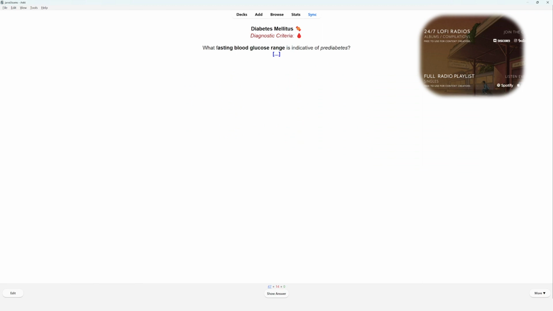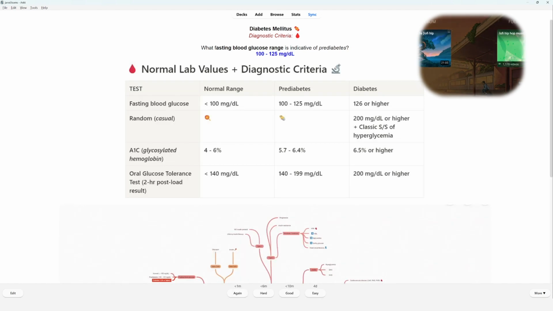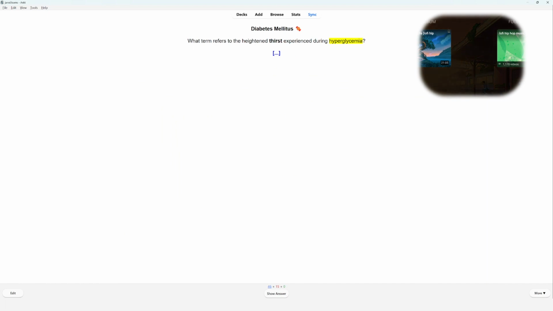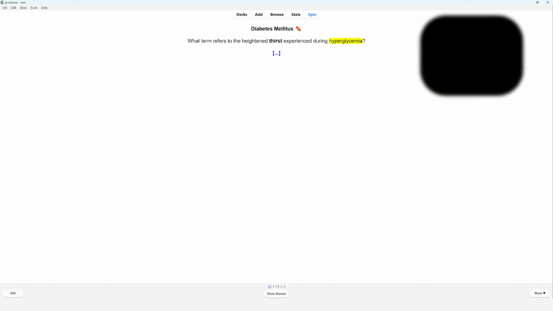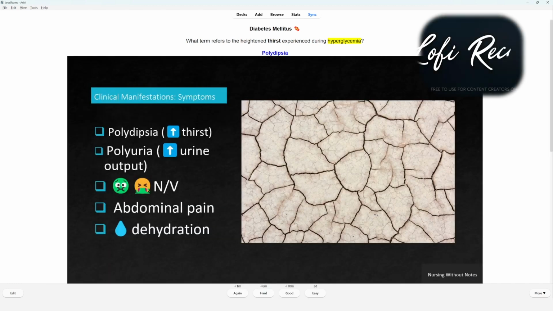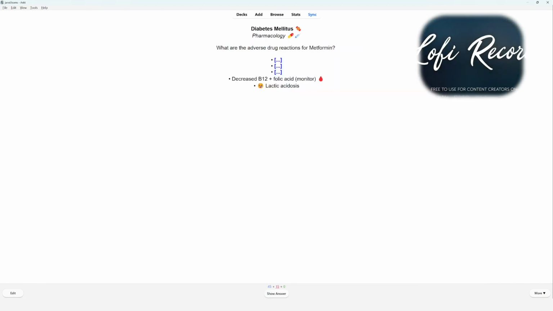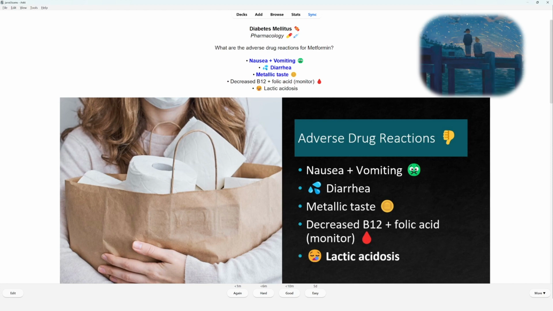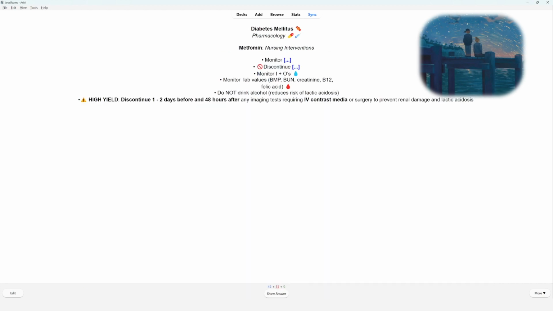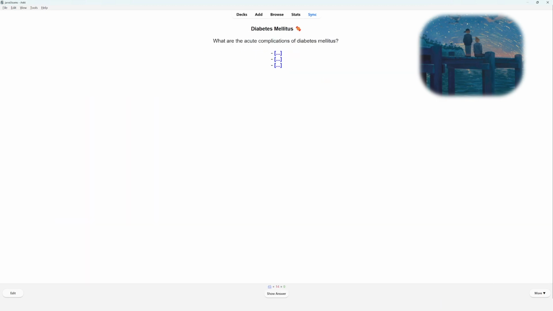Fasting blood glucose is indicative of pre-diabetes: 100 to 125. What term refers to the heightened thirst experienced during hyperglycemia? That's polydipsia. What are the adverse drug reactions to metformin? Nausea, vomiting, metallic taste, and diarrhea. Okay, we're going to monitor for signs and symptoms of lactic acidosis and discontinue if so.